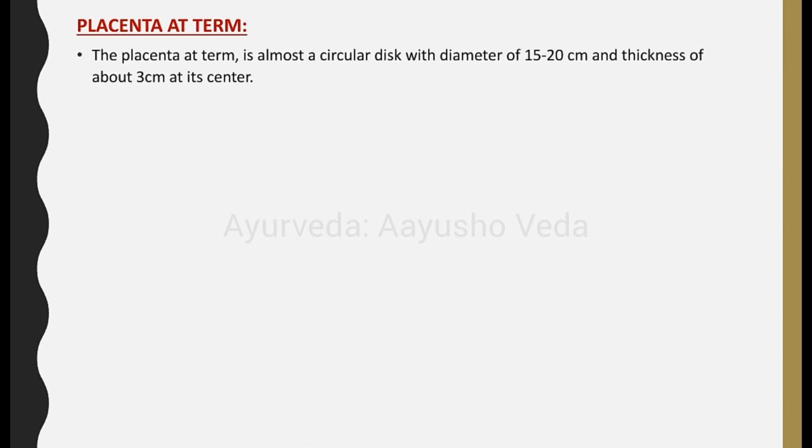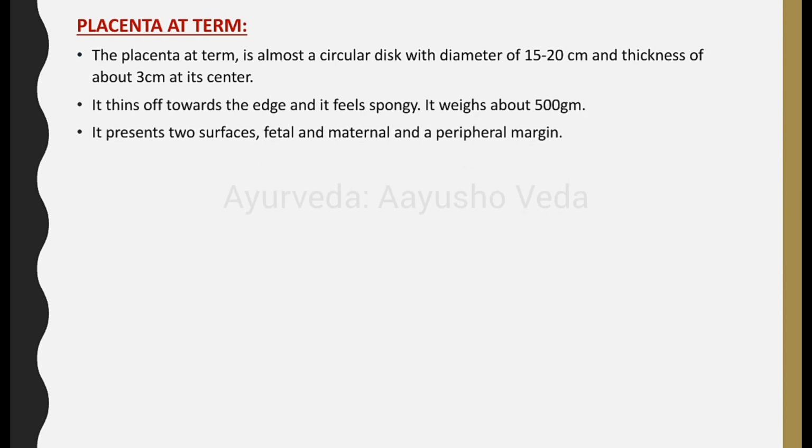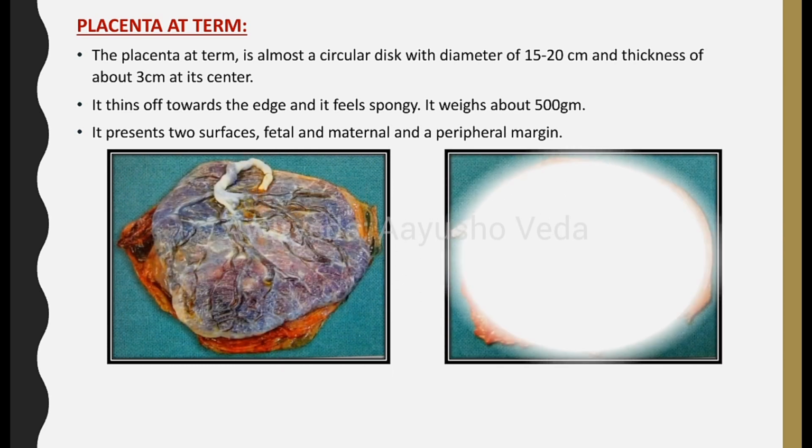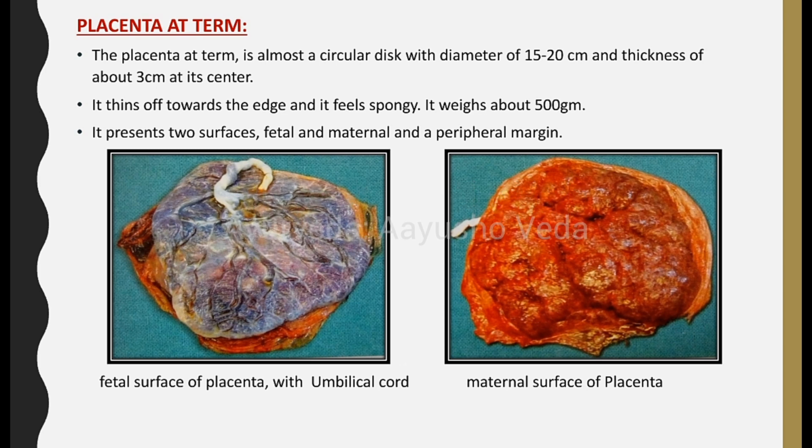Placenta at the term. At the term, the placenta is almost circular disc with a diameter of 15 to 20 cm and with a thickness of about 3 cm at its center. It thins off towards the edge and feels spongy, and it weighs about 500 gram. It presents two surfaces, maternal surface and fetal surface, and a peripheral margin. In the first picture, you can see the fetal surface with the umbilical cord, and in second picture, you can see the maternal surface of the placenta.